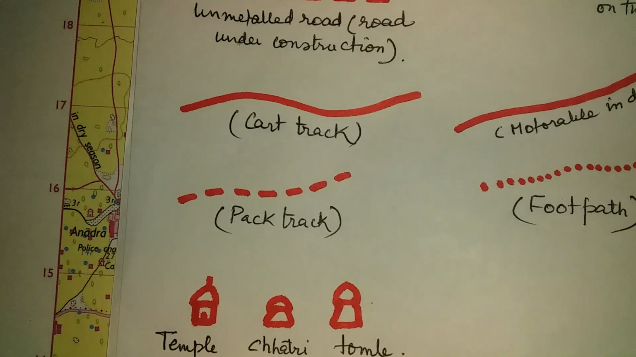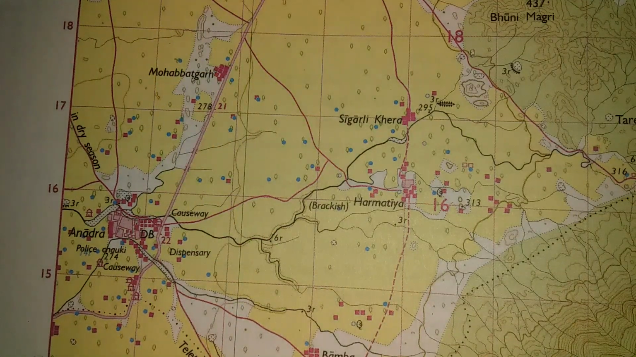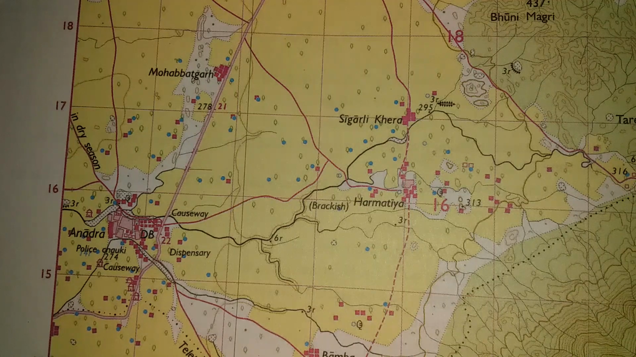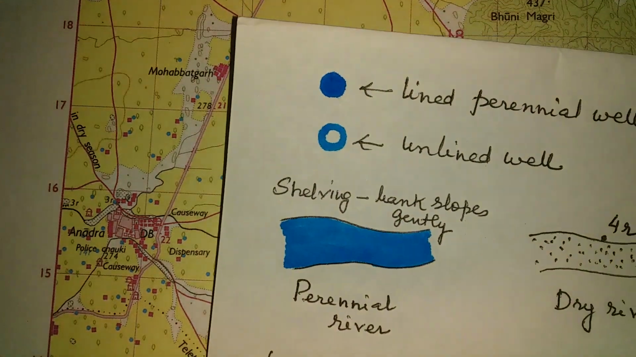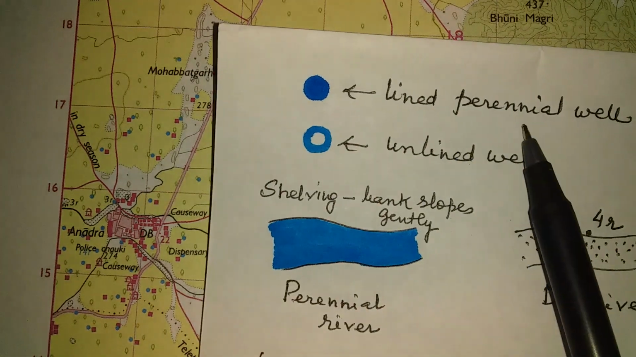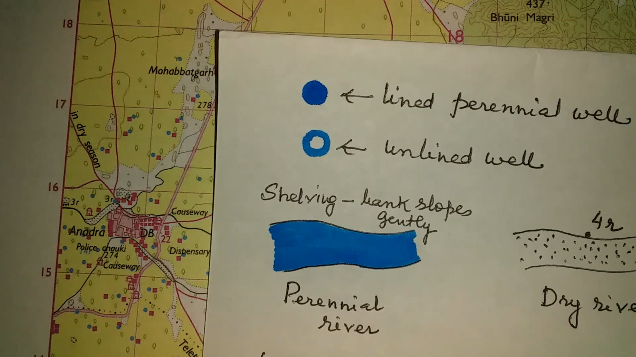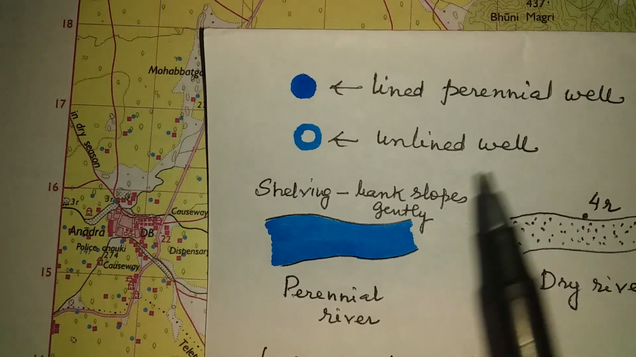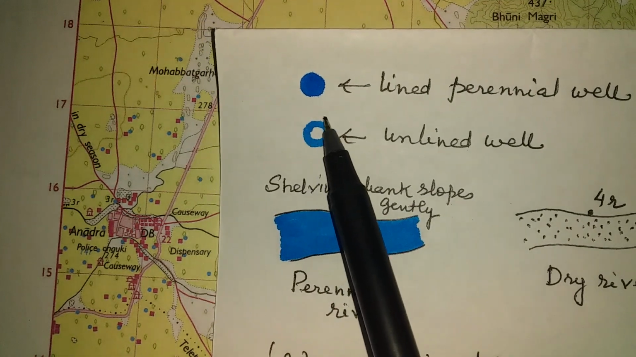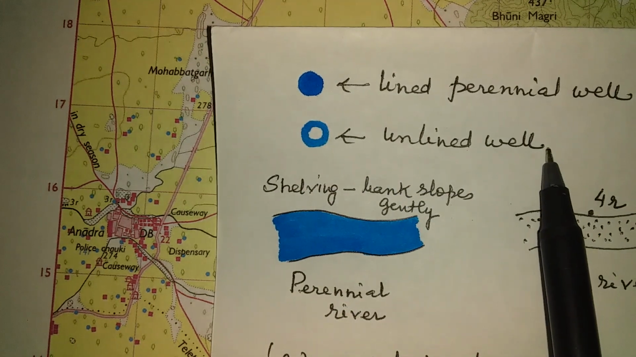Next we come to the rivers. Rivers and lined wells are depicted in blue color. So this solid blue dot refers to a lined perennial well. We also call it permanent well. And if it is a hollow blue line, then it is an unlined well.